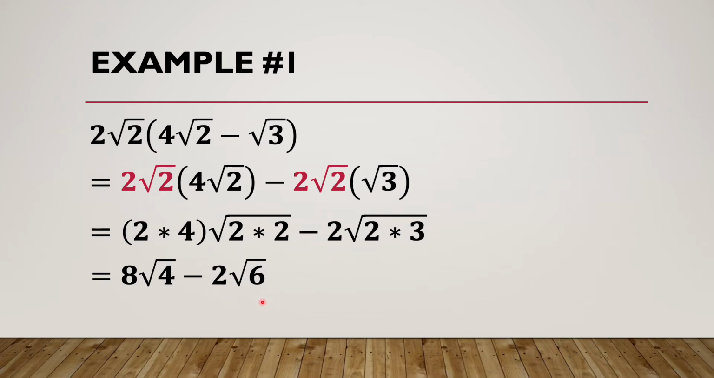2 times 3, 6. So our expression now is 8 square root of 4 minus 2 square root of 6. Then getting the square root of 4, that is 2 multiplied to 8, 16. Then minus 2 square root of 6. The final answer is 16 minus 2 square root of 6. I hope you get that.